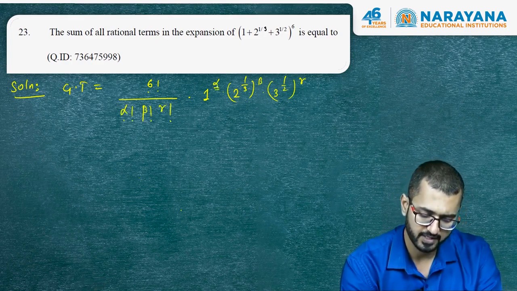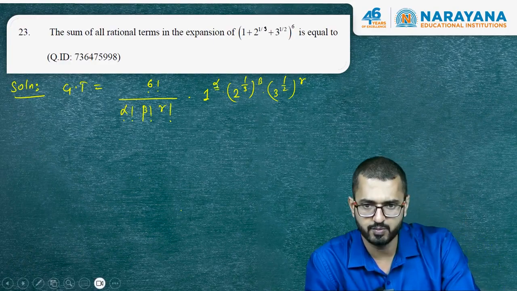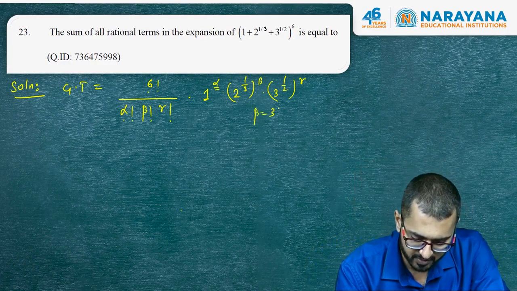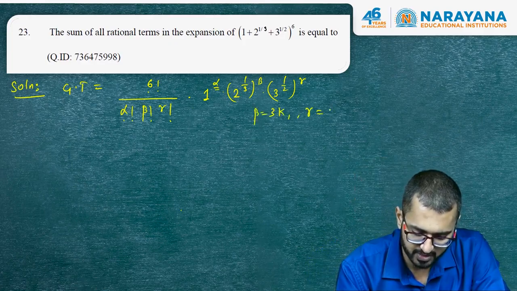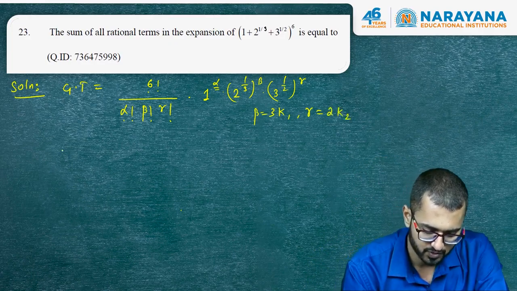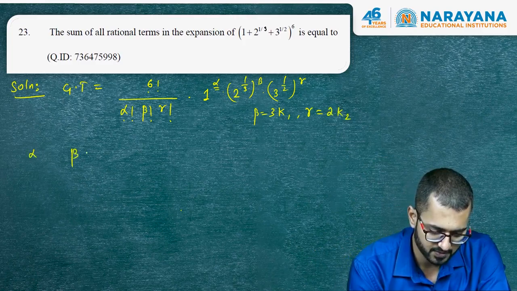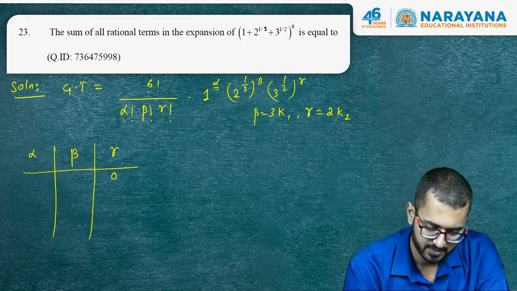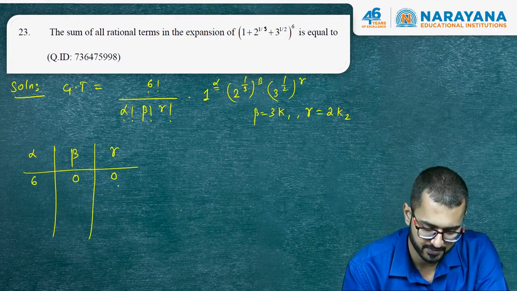Now alpha we have the full control, but beta should be multiple of 3 and gamma should be multiple of 2. Beta should be multiple of 3 and gamma should be multiple of 2. So we'll accordingly impose the conditions. So alpha, beta, gamma will write down here. Now let us start imposing the conditions. So first let's set gamma 0. So if gamma is 0, beta also I am setting 0, alpha will take the entire load 0.